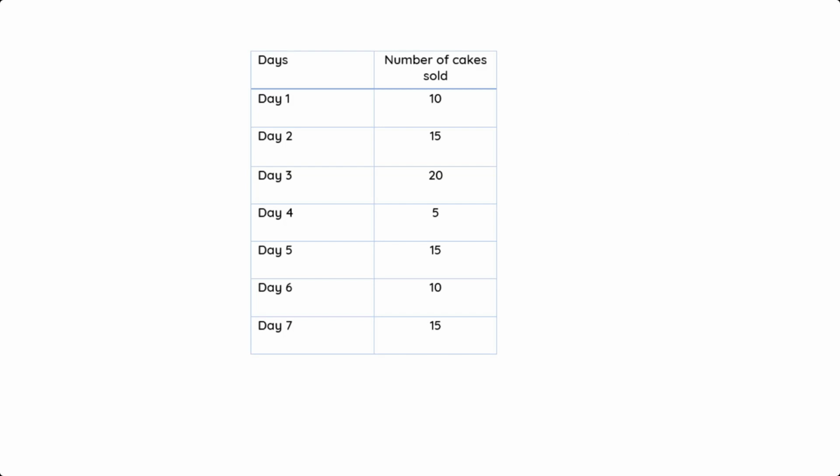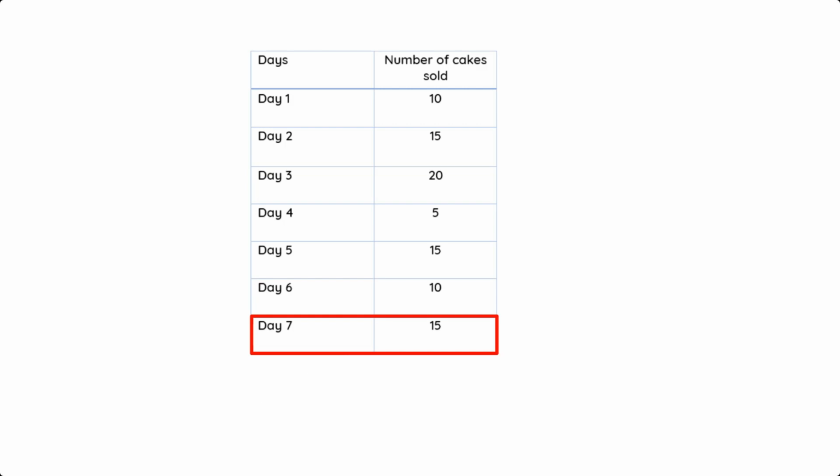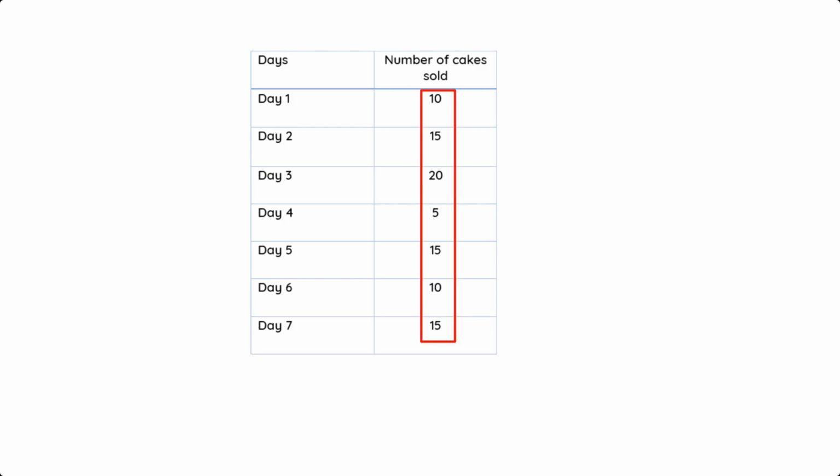So we can see from our table that on day 1 he sells 10 cakes, on day 2 he sells 15 cakes, on day 3 he sells 20 cakes, down to day 7 on which he sells 15 cakes. If we sum all of the cakes he sells in 1 week, we can see that he has sold a total of 100 cakes.